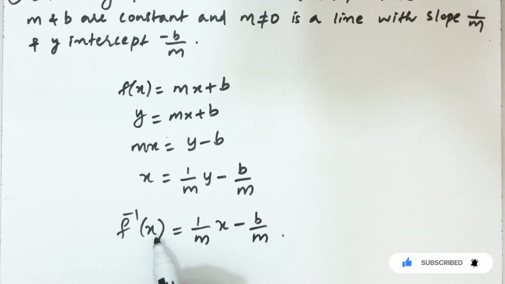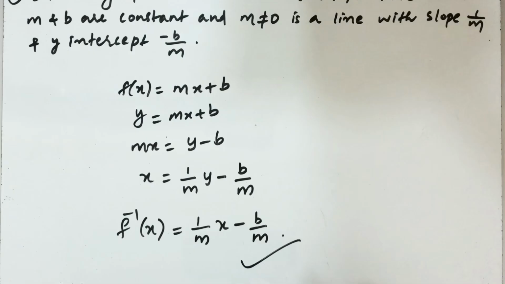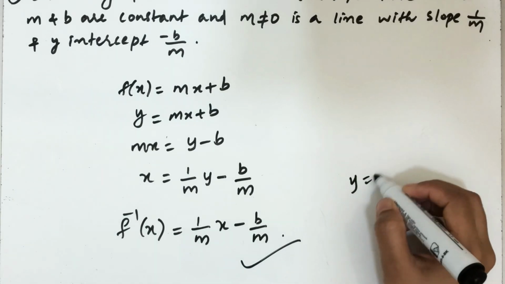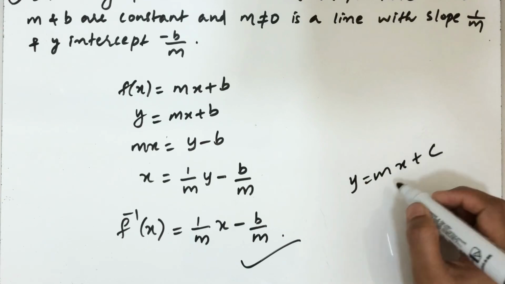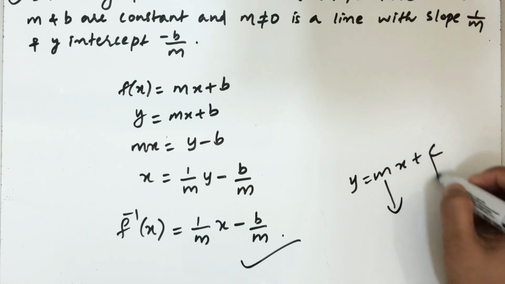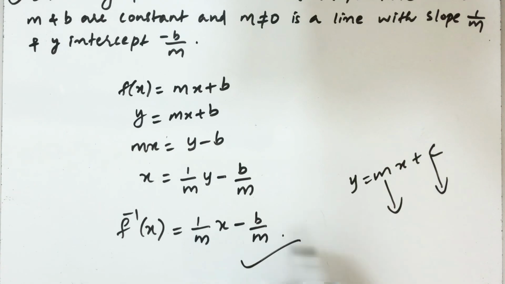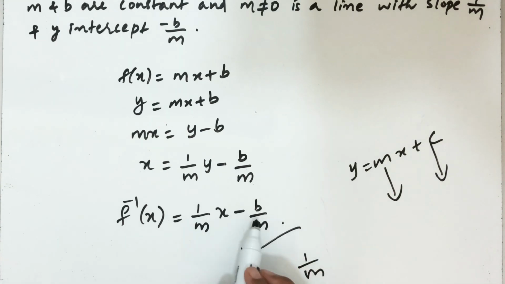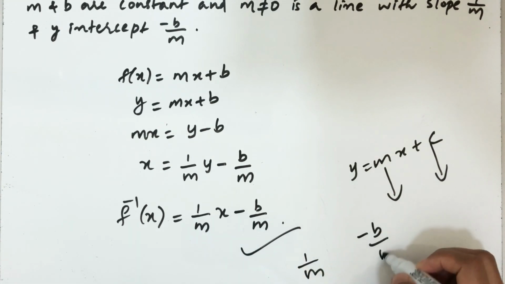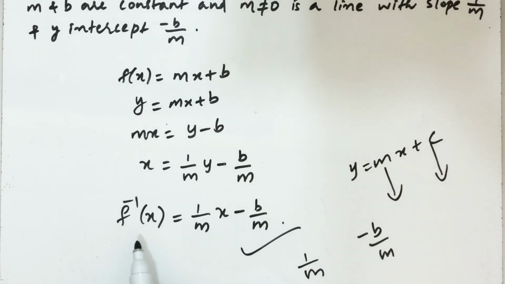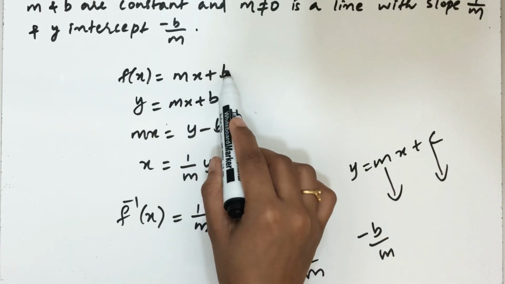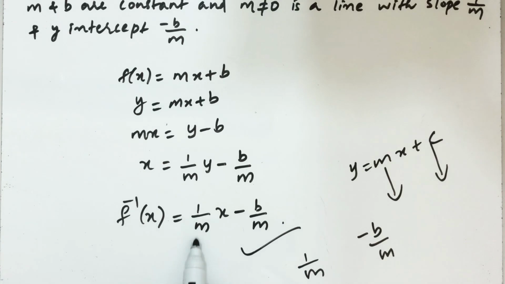So we can say f inverse of x is a line. We know the equation of a line is y equal to mx plus c with the slope m and a y-intercept c. Here the slope is 1 by m and the y-intercept is minus b by m. So we can say the inverse of the line mx plus b is a line with the slope 1 by m and a y-intercept minus b by m.